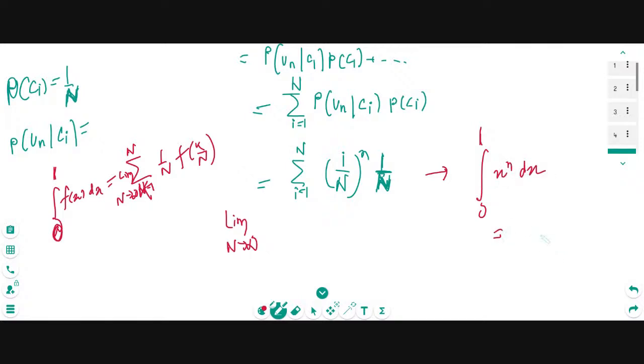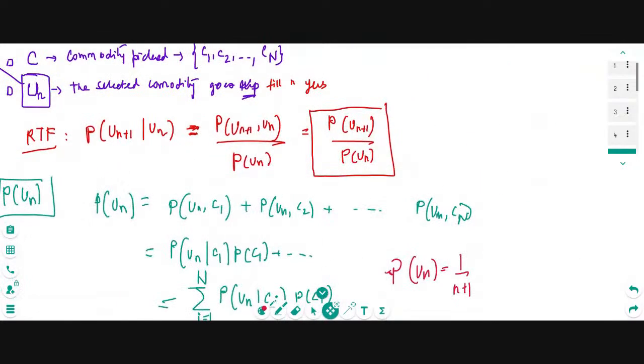And this is actually 1 by n plus 1. So the probability of U_n is actually 1 by n plus 1. And therefore you have found the probability of this is equal to (n plus 1) by (n plus 2). This is the beautiful idea about this problem.